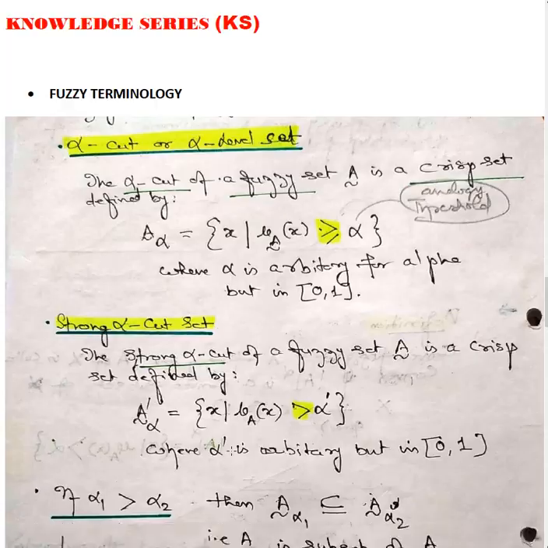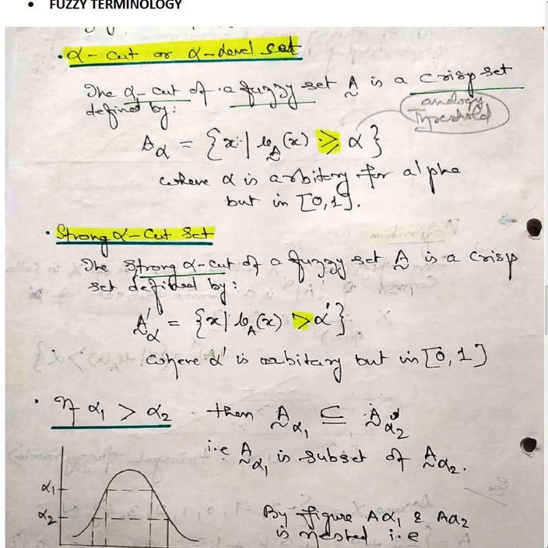Now, to know further, let us see the alpha cut or alpha level set. The alpha cut of a fuzzy set A is a crisp set defined as A with alpha, where x such that mu A of x is greater than or equal to alpha. That is known as the alpha cut or alpha level set. So that is what we define.